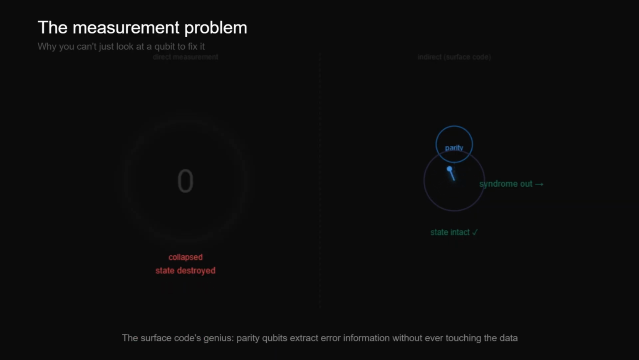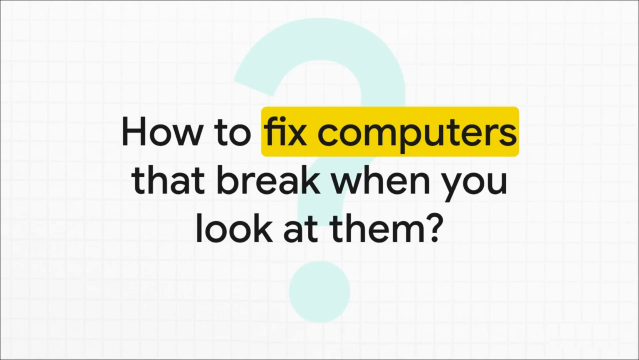And the fundamental law of quantum mechanics is that the second you directly observe or measure that state, the superposition collapses. It's completely destroyed. And to make matters worse, qubits don't just suffer from normal bit flips. They also get hit with phase flips, which is this totally new and unique quantum error. So how on earth do we fix an error that we aren't even allowed to look at?